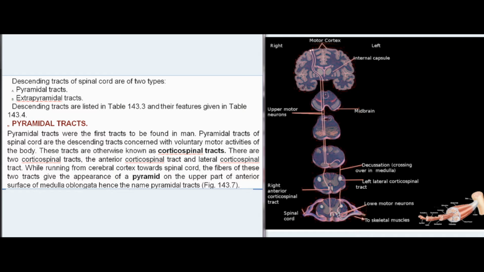Pyramidal tracts. Pyramidal tracts were the first tracts to be found in man. Pyramidal tracts of spinal cord are the descending tracts concerned with voluntary motor activities of the body. These tracts are otherwise known as corticospinal tracts. There are two corticospinal tracts, the anterior corticospinal tract and lateral corticospinal tract. While running from cerebral cortex towards spinal cord, the fibers of these two tracts give the appearance of a pyramid on the upper part of anterior surface of medulla oblongata, hence the name pyramidal tracts.